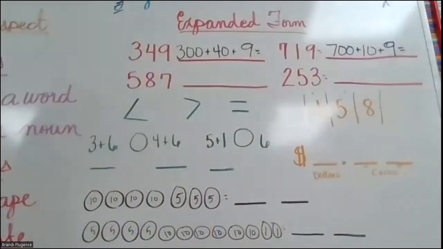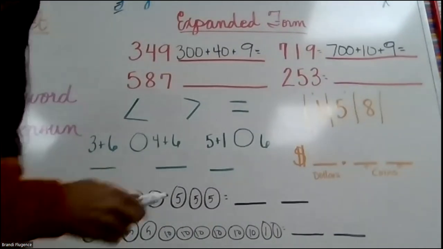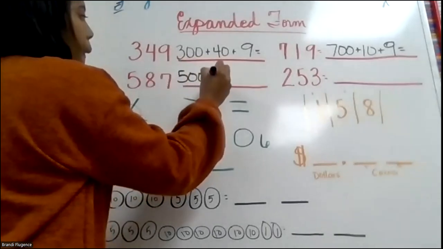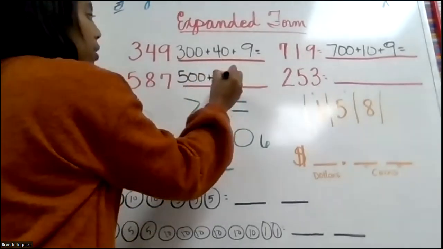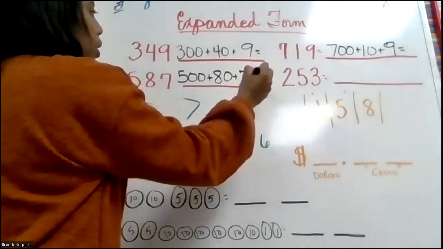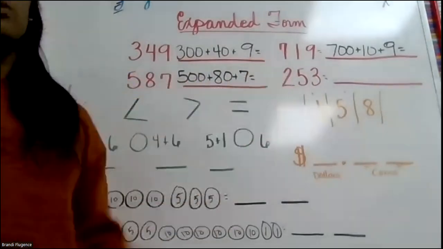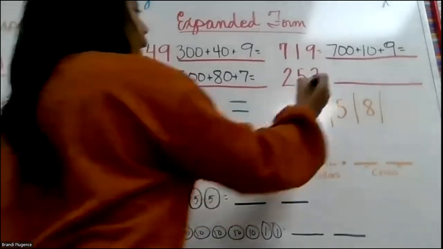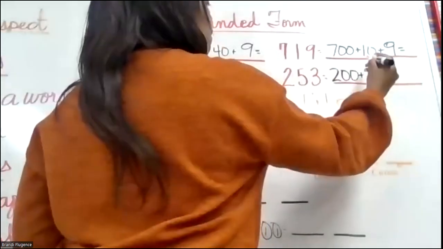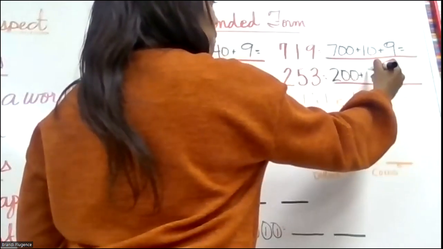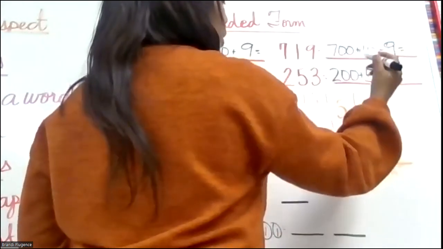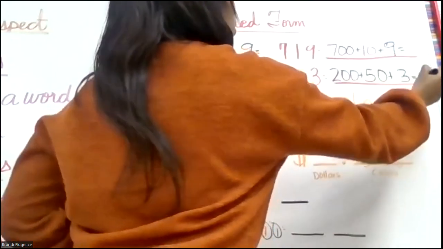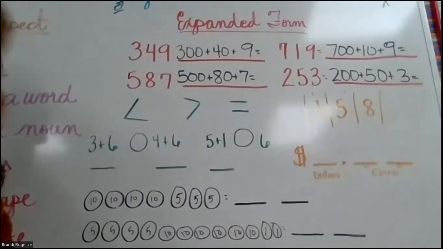Okay, next we have 587. Okay, Kelly, how about this one? 500 plus 80 plus 7. Good, equals 587. Next we have 253. Okay, Faye, go ahead and expand this one. 200 plus 50 plus 3. 253. Good. So guys, this is how we expand numbers.